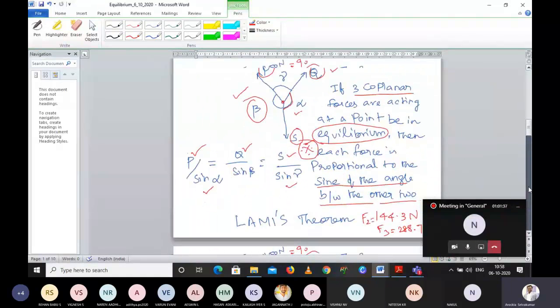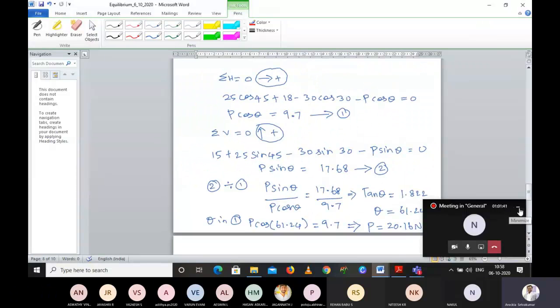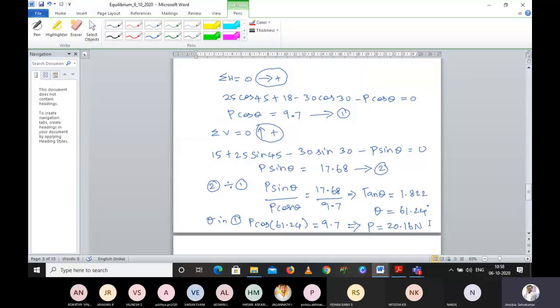Sir, is theta 61.21 degrees for the last problem? I think so. Are you able to see the screen? Yes, sir. Yes, 61.24 I am getting. And I got P as 20.18 Newton. Very good. No problem, that is more or less the same.